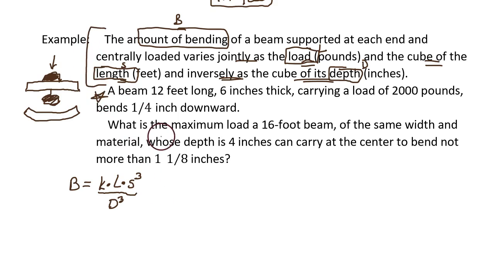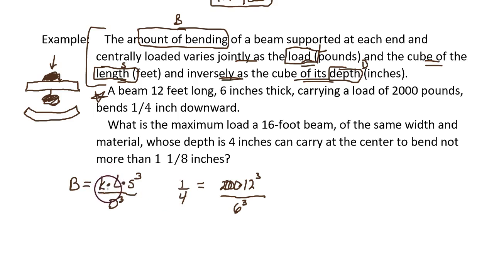Now in the next paragraph, we have numbers that we can fill in. So it says the beam is 12 feet long. So the letter S was representing length. I'm going to fill in a 12. It says it's 6 inches thick. So that's the depth. So where the letter D was, I'm going to fill in 6. Then it says it's carrying a load of 2,000 pounds. That was the letter L. So where L is, fill in 2,000. And it says it bends 1/4 inch downwards. That was the capital B, 1/4.